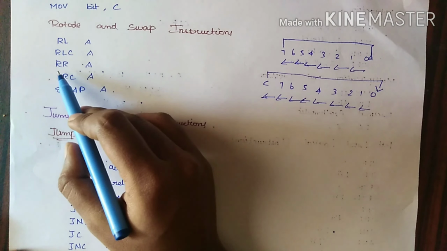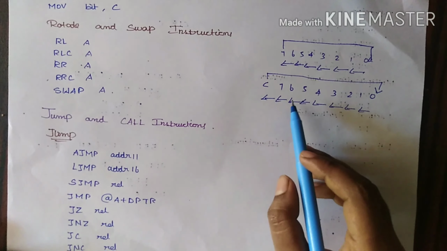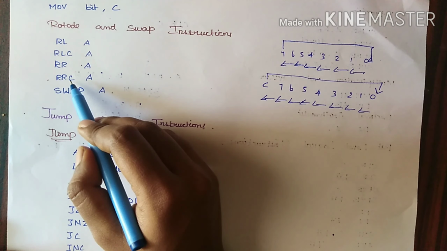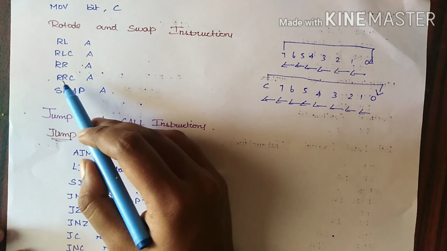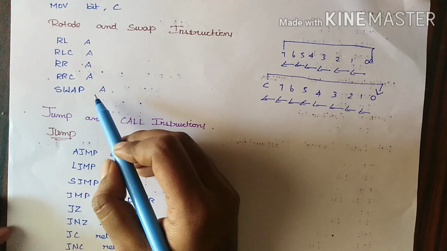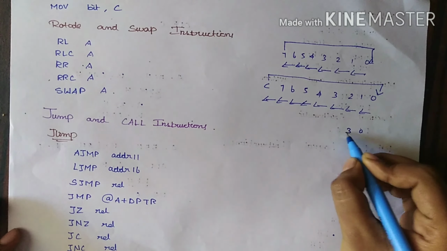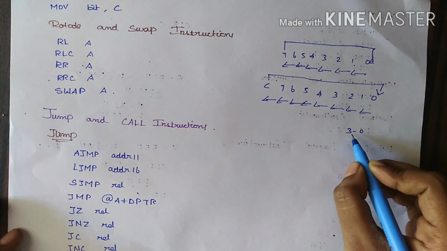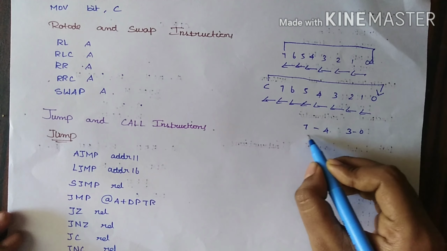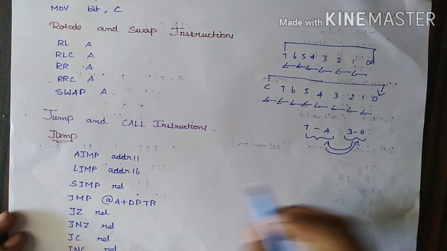And the next instruction is rotate right accumulator. This instruction will do this operation in the opposite direction. The next instruction will include carry for rotate right accumulator. SWAP A will swap the nibbles of the accumulator. So bits 0 to 3 are one nibble, and bits 4 to 7 are another nibble. It will swap the data of these nibbles.